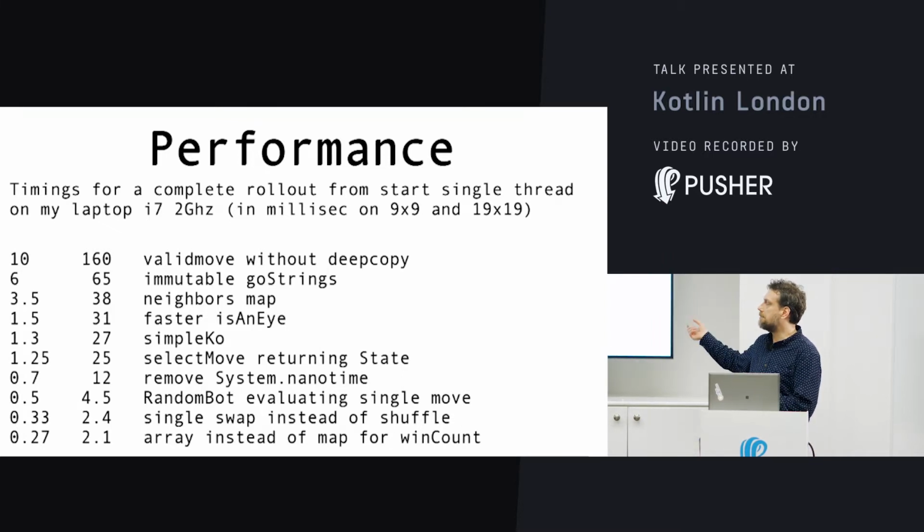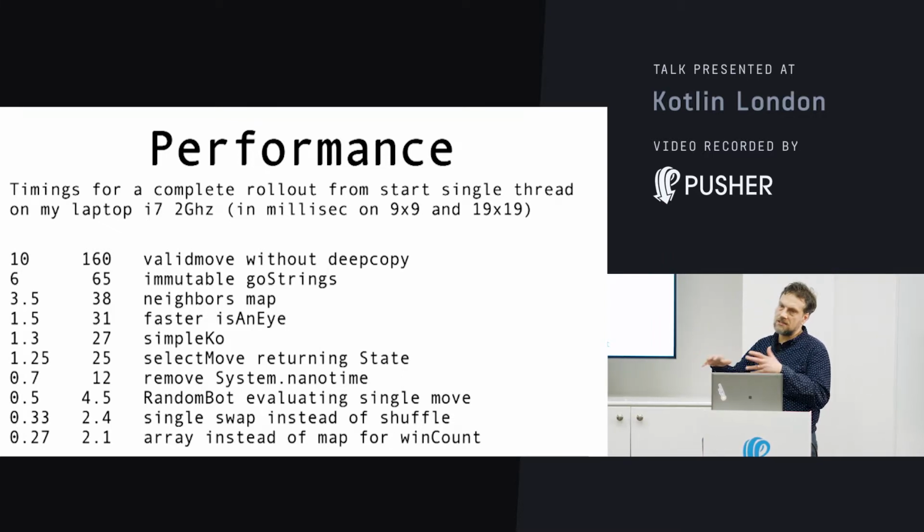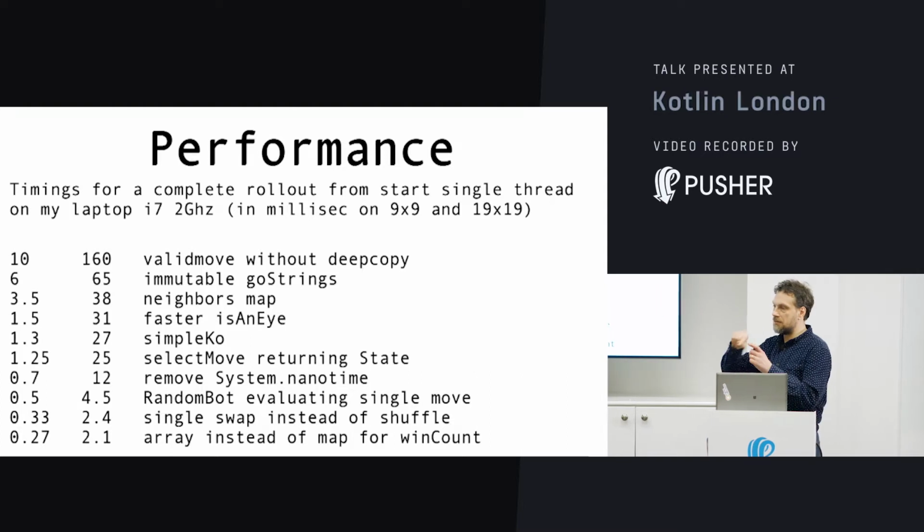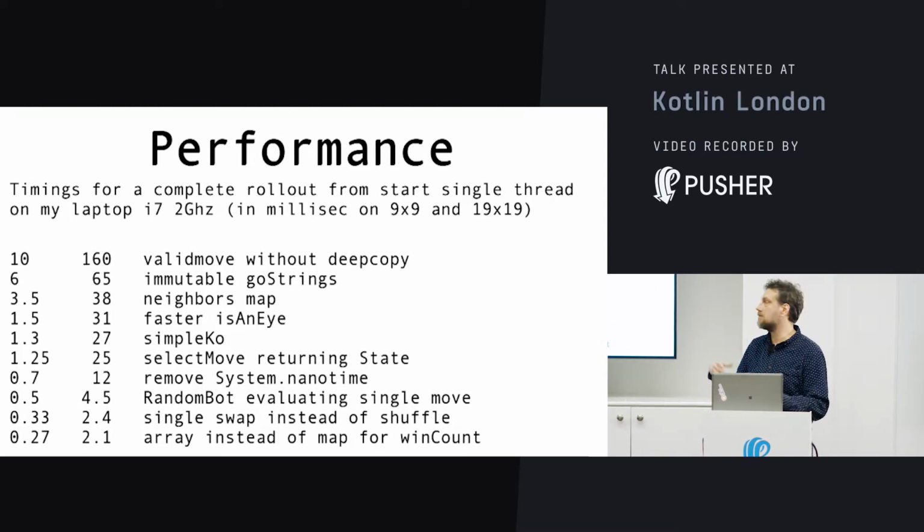Using a neighbor map, so instead of calculating, I just have a map with everything that can be pre-calculated. In this case, it was all the neighbors from each point. Instead of calculating every time you put in the map, so it really helps. To understand if a position is high, okay, I improved the algorithm.